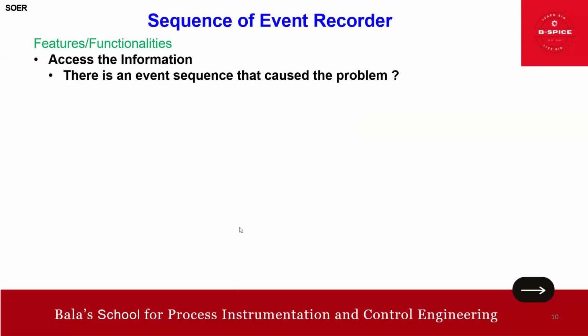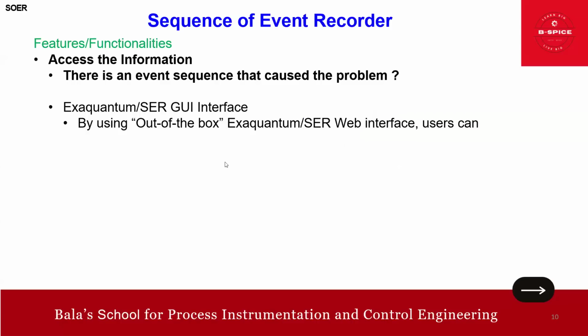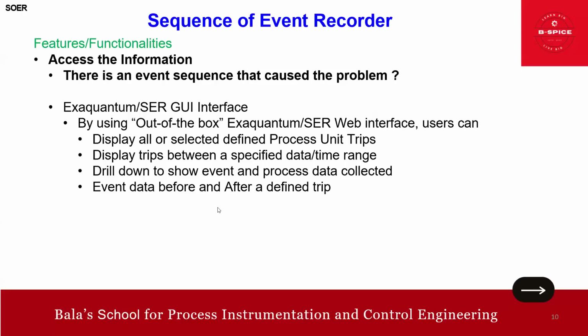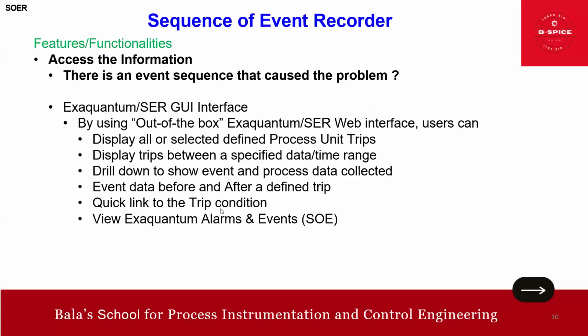So there is an event sequence, that is obvious, right? So how to access? Yes, we have an Exaquantum GUI interface. By using this out-of-box Exaquantum web interface, we can display all or select defined process unit trips, display trips between the specified date and specific time range, drill down to show the event and process data collected and event data before and after the defined trip, and a quick link to the trip condition. That is also possible. Then, of course, Exaquantum alarms and events, right? Yes, filter settings can be saved or retrieved, just like a normal Excel. You can play around. That's it.